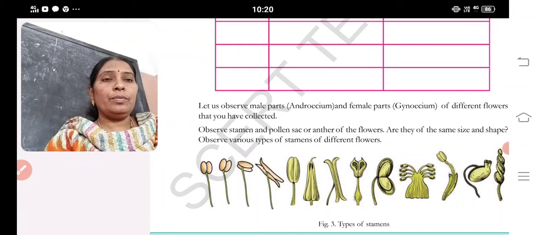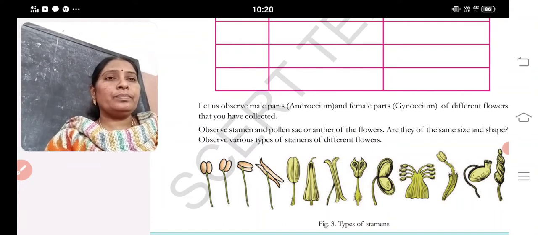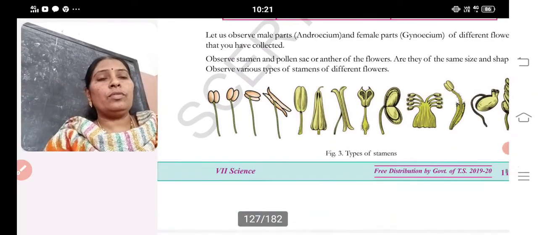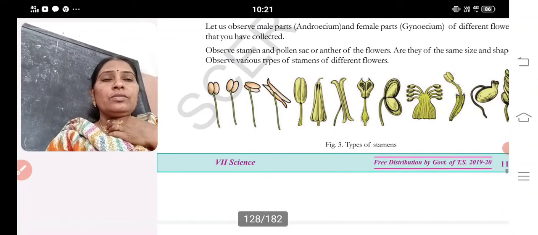Gynoecium is the female part. Androecium is the male part. Let us observe the male part, that is androecium, and the female part, gynoecium, of different flowers that you have collected. Observe the stamen and pollen sac of the anther. Are the flowers the same size and shape? Observe various types of stamens of different flowers. This you can find among flowers in between.